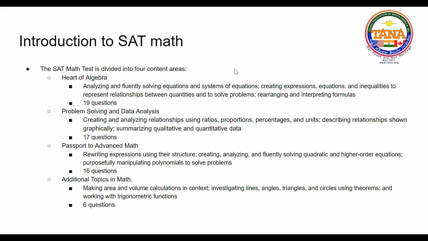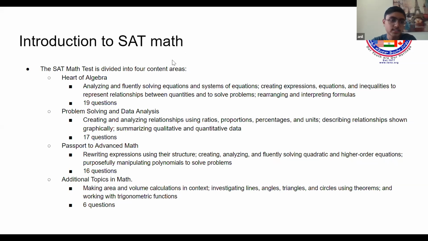Continue, Akash. Okay, so as I was saying, heart of algebra comprises most of the math section of the SAT, with problem solving and data analysis being right behind it. Then you have passport to advanced math, which is basically the more advanced maths, with algebra 2 being covered in there. It's 16 questions, so it's still a really prolific section. And you have additional topics in math for the final section. This is basically everything that wasn't covered in the previous 3 sections and comprises the least amount of questions. However, if you want to score a high score, you need to know the additional topics in math.